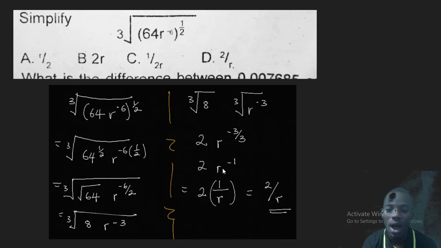So that will give me 2r. Minus 3 over 3 is actually minus 1, so r is to the power minus 1. And the law of indices says that anything with a negative power will become 1 over, so it will give me 2 times, bracket 1 over r.